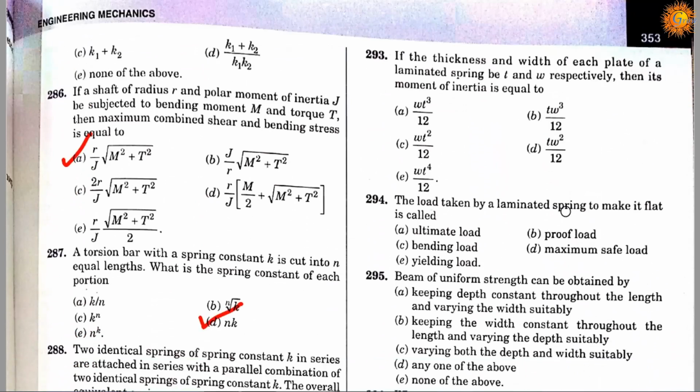Question number 293. If the thickness and width of each plate of a laminated spring be T and W respectively, then its moment of inertia is equal to: option A, W t cube divided by 12; option B, T w cube divided by 12; option C, W t square divided by 12; option D, T w square divided by 12; and option E, W t power 4 divided by 12. Correct answer is A. It will be W t cube divided by 12.